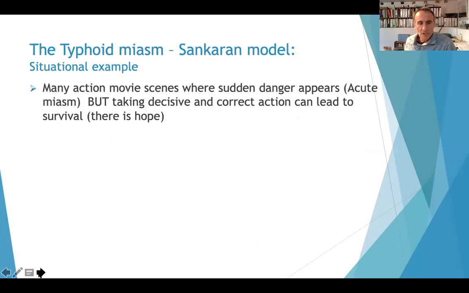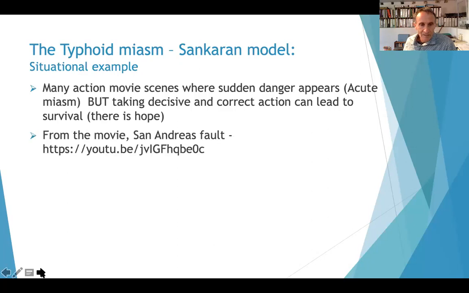Let's look at a situation example. Think about action movie scenes. Sudden danger, there's an acute miasmatic challenge, but instead of responding acutely, the hero takes the decisive and correct action to lead to survival. So there is hope, and there is a measured, calculated way. Here, have a look at this little clip from the movie San Andreas Fault.